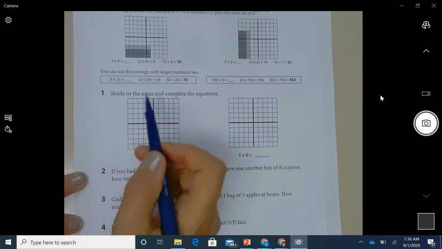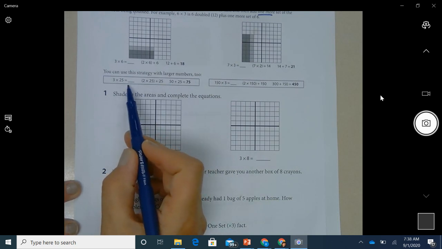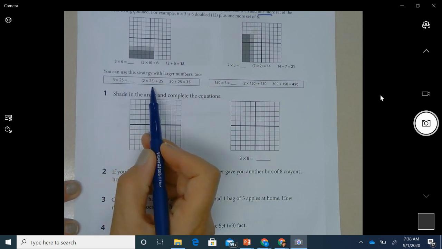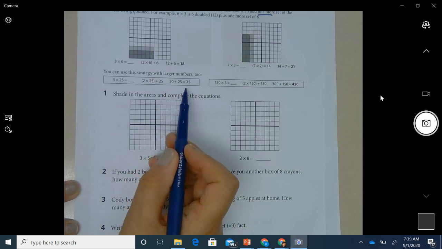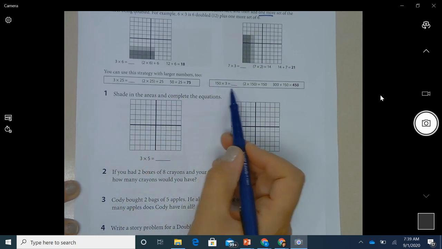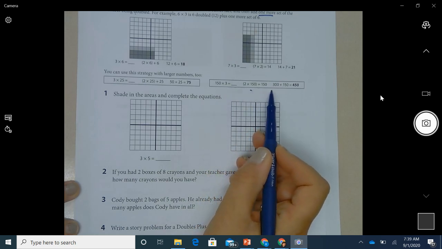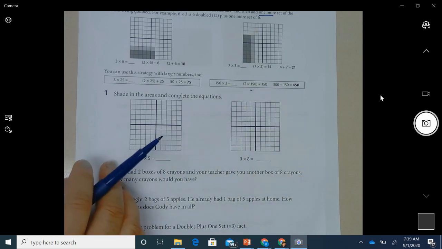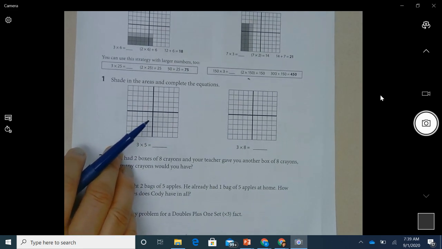So you can use this strategy with larger numbers too. So if I think of 3 times 25, that's 2 times 25, which would equal 50, plus another 25 is 75. Or 3 times 150 would be 2 times 150, which I know is 300, plus 150 more. So you can kind of group those together to make things a little bit easier for you.